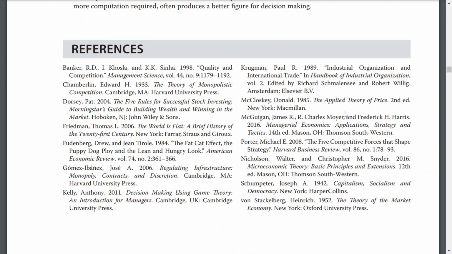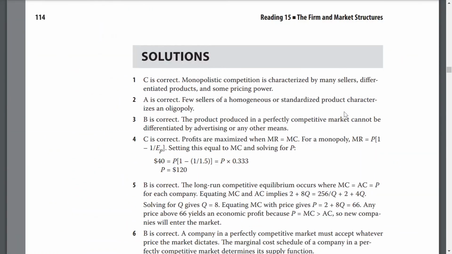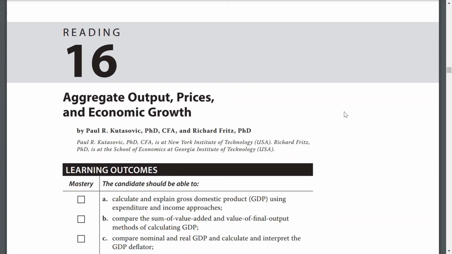Okay. So I believe this is chapter 15 about the theory of the firm and market structures. In our next reading, we finish the theory of the firm, and we are going to move into aggregate output, prices, and economic growth.